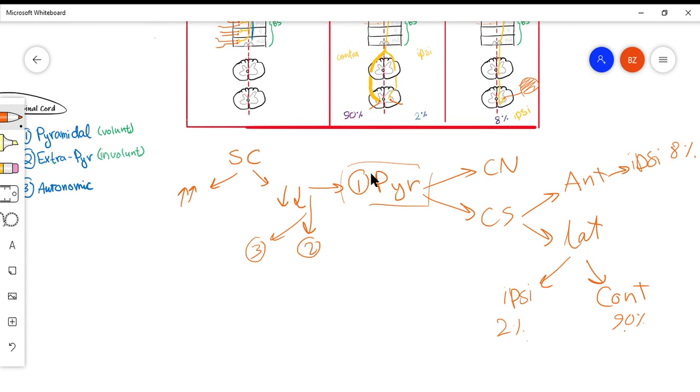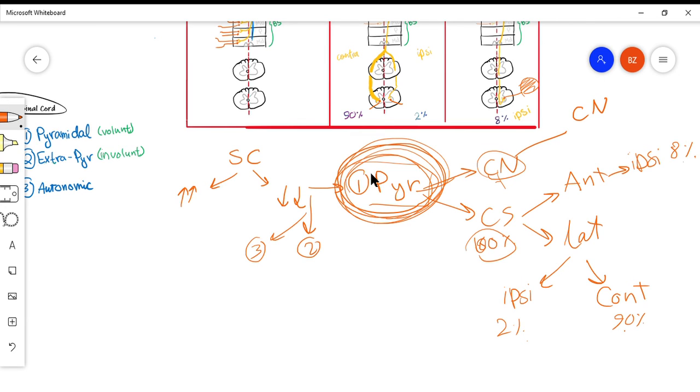90 plus 2 plus 8 equals 100, and this 100, in addition to the corticonuclear, gives us the pyramidal control of our skeletal muscles. And this basically gives us cranial nerves, okay? And this is basically the one that gives us spinal nerves. And that's it.